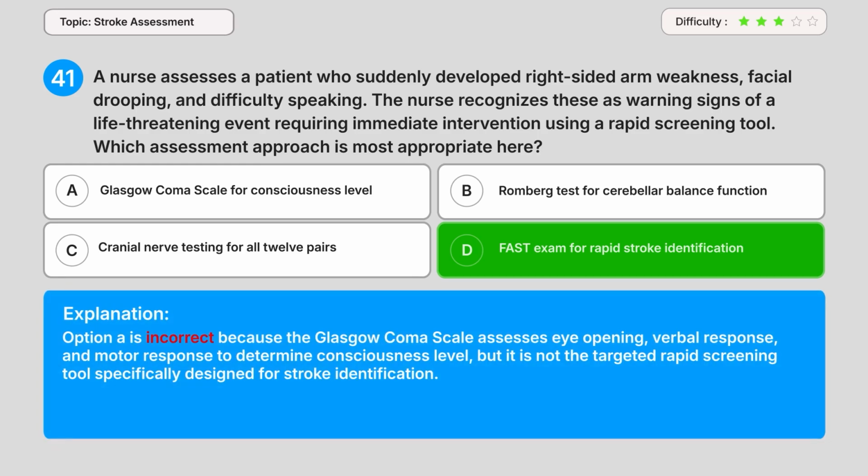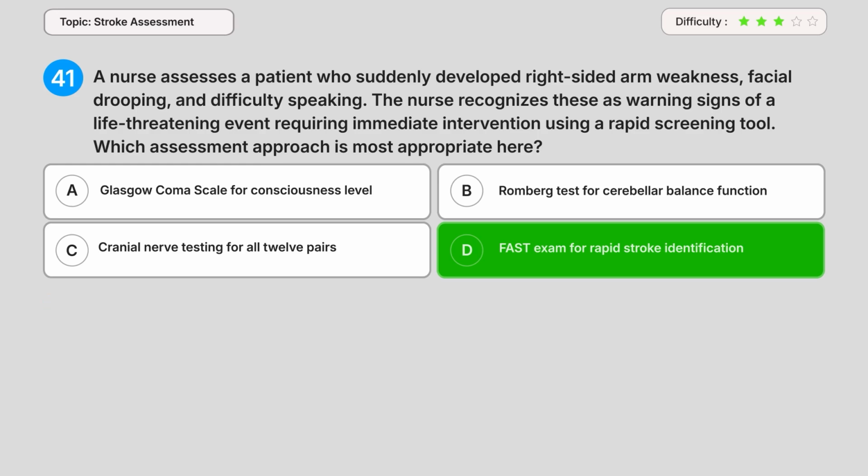Option A is incorrect because the Glasgow Coma Scale assesses eye opening, verbal response, and motor response to determine consciousness level, but it is not the targeted rapid screening tool specifically designed for stroke identification.